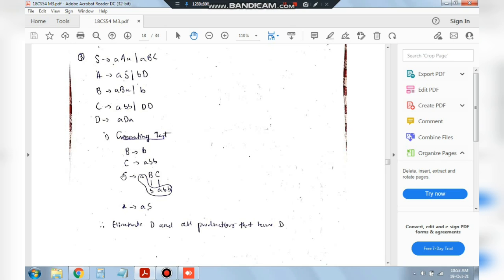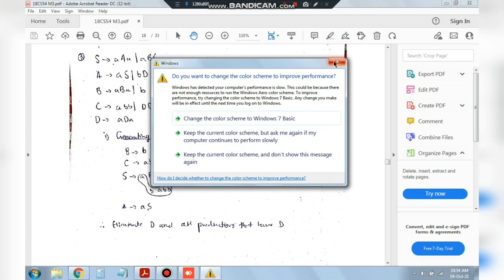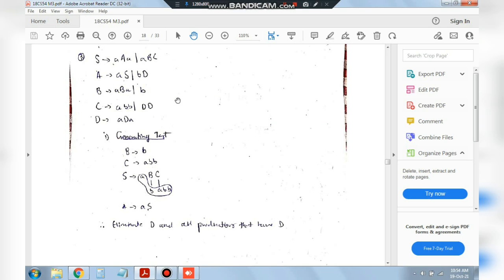After writing S here, we can see for A also. A is now terminating, because S is terminating and A leads to a small letter, so therefore this is a terminating character. When you get A also as a terminating character, you can write it in this generating test. But for D we cannot find the terminating character. Why? Because D is going to A D A, and this will go on infinitely. So this cannot be selected and it will be eliminated. Wherever you find D and the productions of D, like for example here and here, eliminate them.